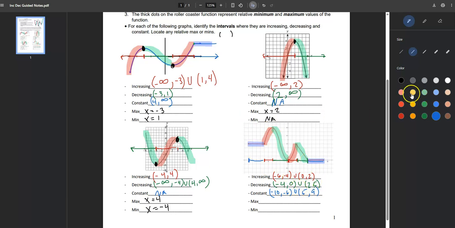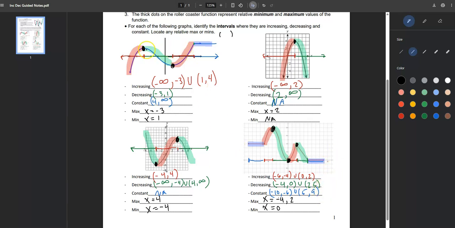Okay? And then if I look at maximums, it has to go from increase to decrease. So there's a maximum, and there's a maximum. So I have x equals -4 and 2. And then I do have a minimum that's right here at 0, so I have x equals 0 for a minimum. Remember, when it's constant, it's not a max or a min value.